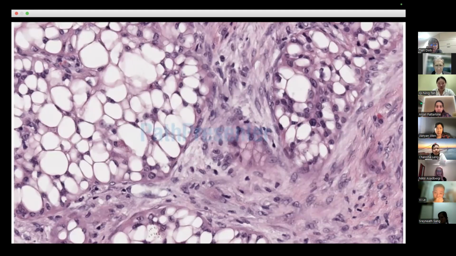Should I go to the differential diagnosis? Now let's see if anyone can have some differential diagnosis for this case. Sebaceous carcinoma is a very good differential diagnosis. Liposarcoma, let's go to the low power.